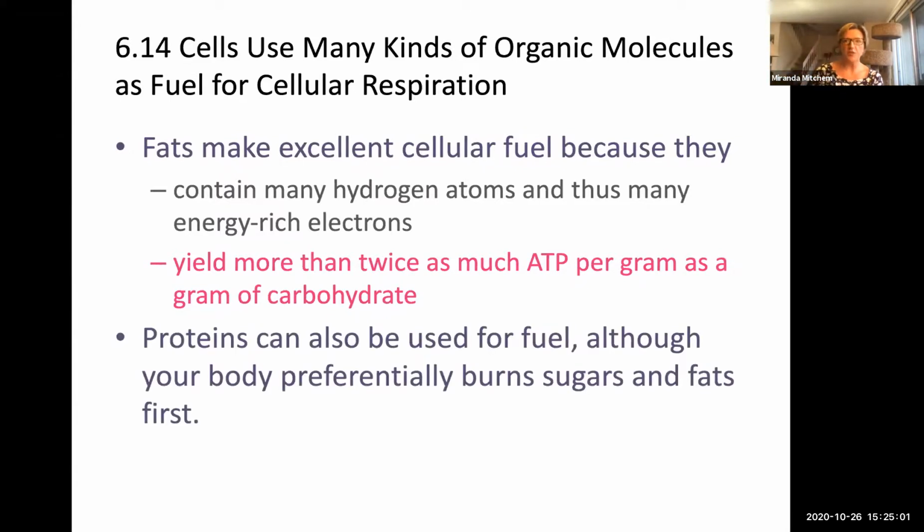But proteins too can be used that way. Our body, though, is going to preferentially burn sugars and fats before digesting proteins, right? An indication that a person is suffering from malnutrition occurs when we start to see the body using muscles as an energy source, using the proteins in that muscle. And that does happen when the body needs it. It's going to take it.